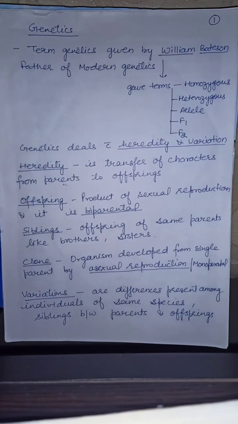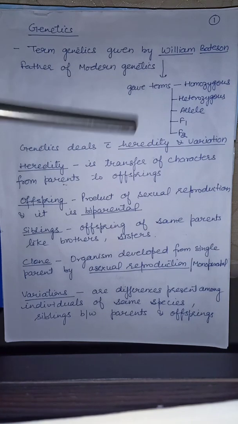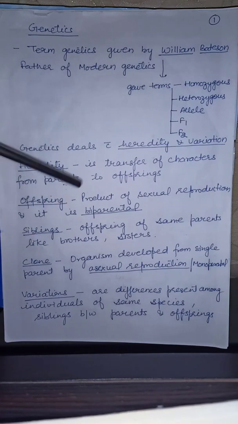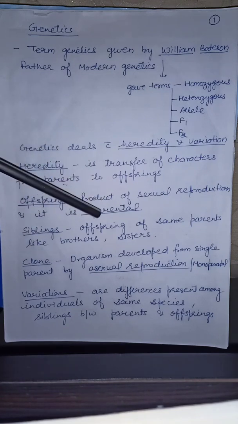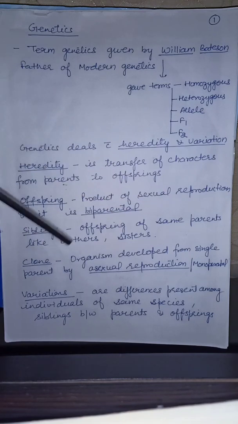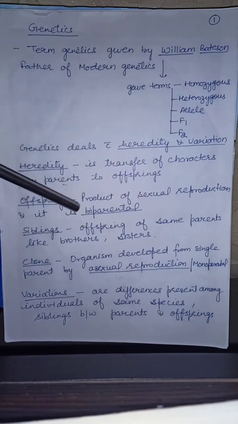What is heredity? The transmission of characters from one generation to another generation is known as heredity. So heredity is transfer of characters from parents to offspring, or from one generation to the other. What are offspring? The product of sexual reproduction, and it is biparental. Siblings. What are siblings? Siblings are the offspring of the same parents, like brothers and sisters.